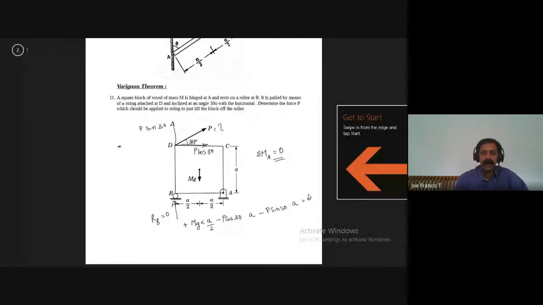Right? So you can get a value for P. So how much will be P? P will be, say this is mg into A divided by 2 into A into cos 30 plus sin 30. So A gets cancelled and you get a value of P in terms of m and 30.